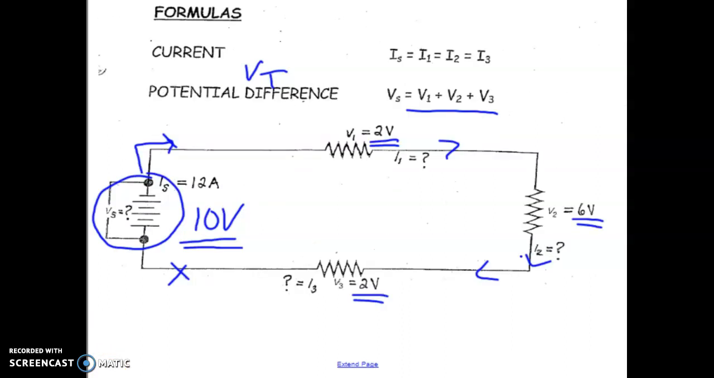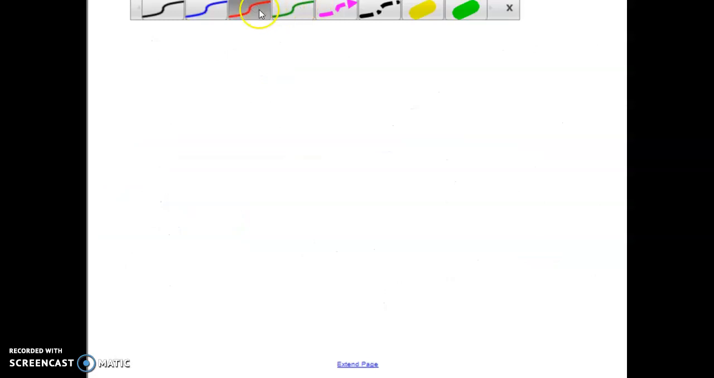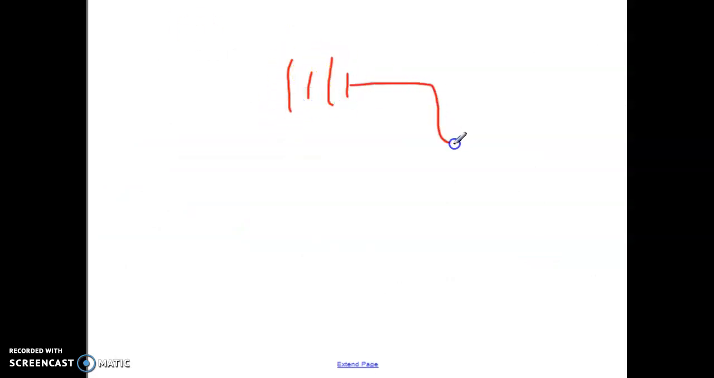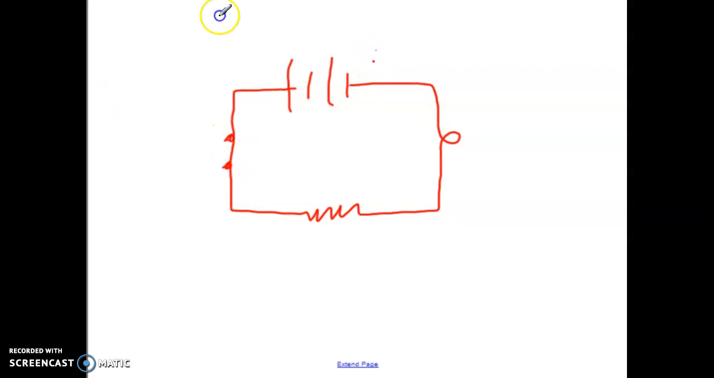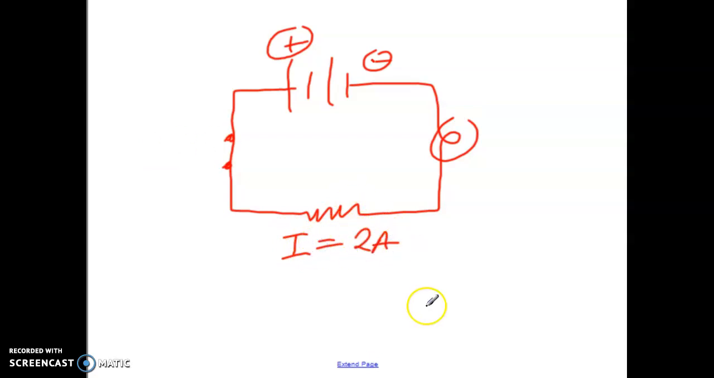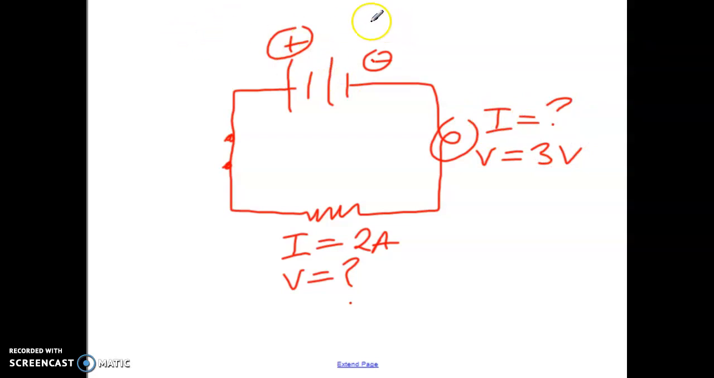Okay, so let's look at another example before we get to parallel circuits. Let's say we had a 2-cell battery, a light bulb, a resistor, and that's it. We have a closed switch. Okay, so let's say we had some information. Maybe I have current here being 2 amps. My voltage, I don't know. Here I have voltage being 3 volts, and my current, I don't know. Here, my current at the battery, I don't know, and my voltage at the battery, let's say I had 10 volts.